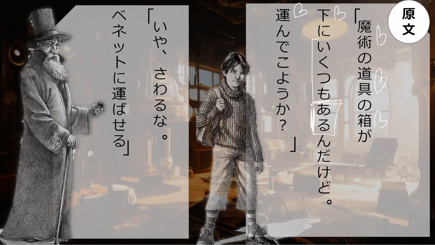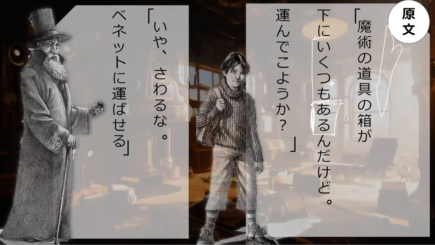The first part is the box that has the magic tools. It's ikutsu mo aru. Ikutsu mo aru. Shita ni ikutsu mo aru. It went down? Good guess.